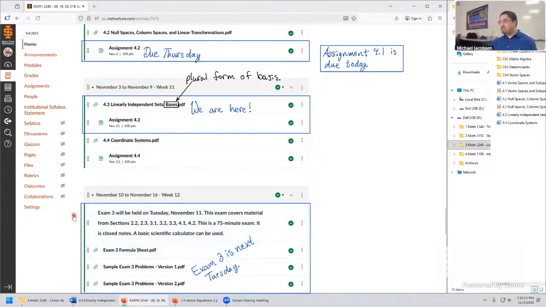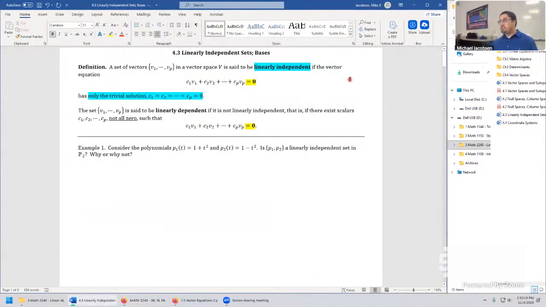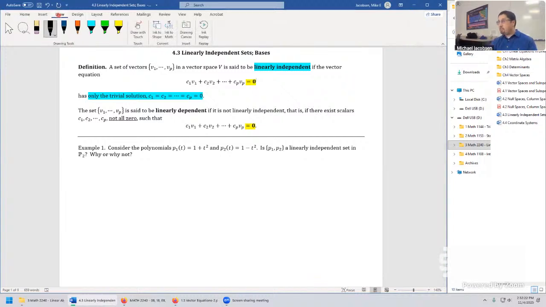But let's get back to section 4.3. And here's that same definition. On face value, it looks pretty much identical to what we saw when we were doing this in section 1.7, I believe it was. It's been a while since then. Really, the major change is this statement. It's now a vector space V, whereas in the prior section, it was something like Rn or Rm. So it's a more general definition. It's a one-size-fits-all kind of definition now. But the equations are exactly the same, and so are the statements.